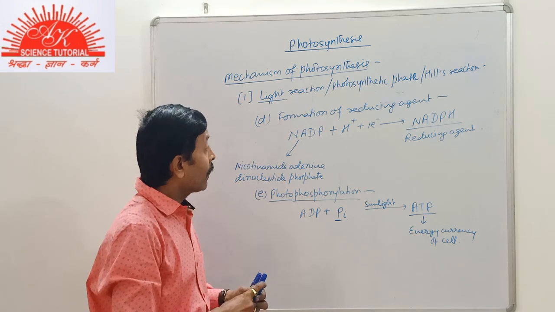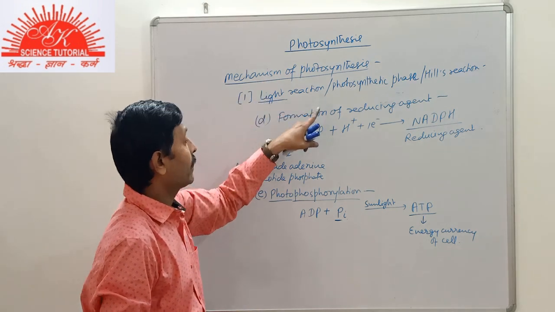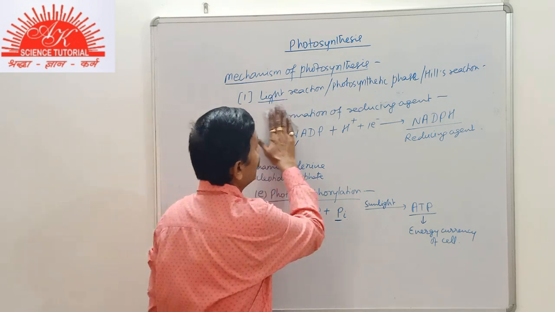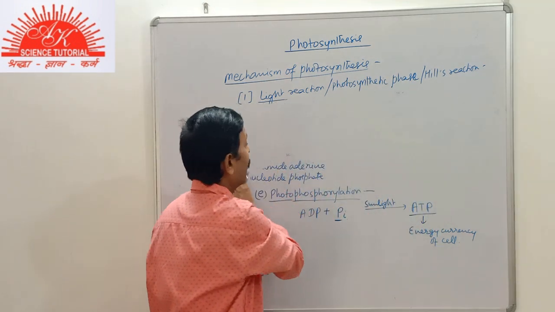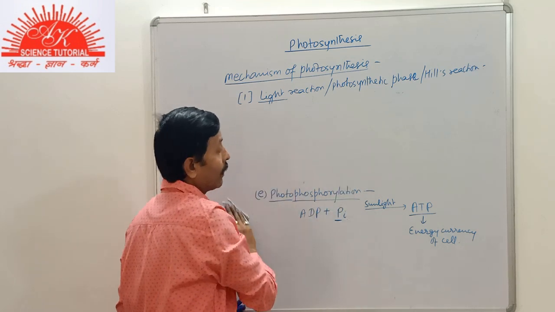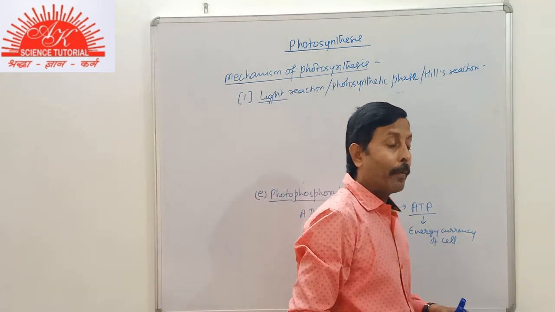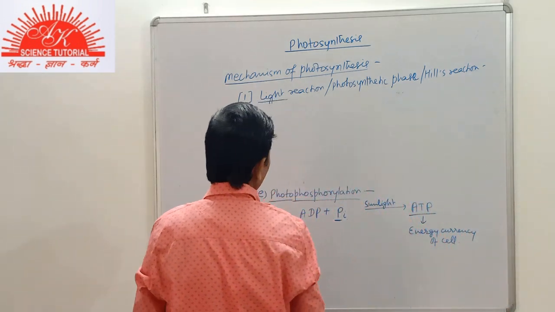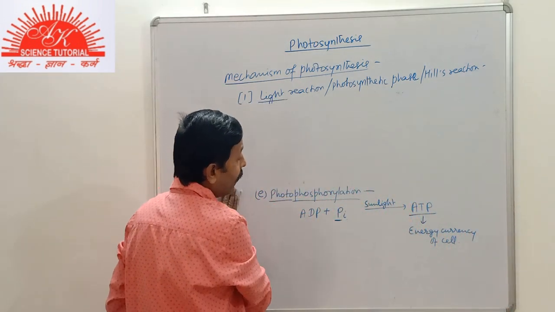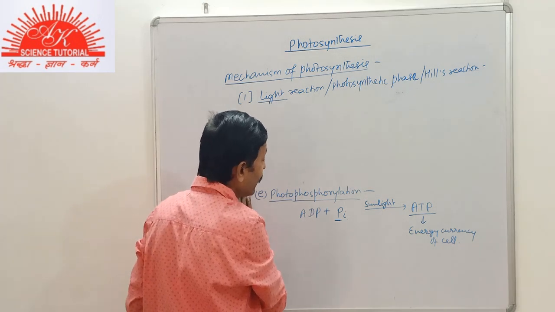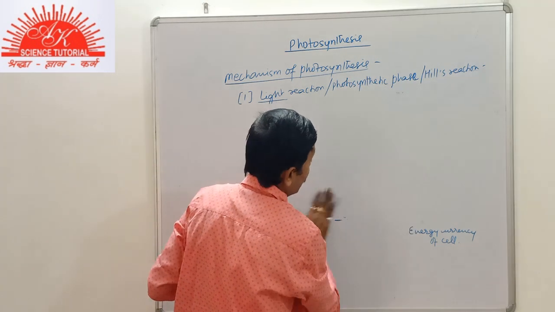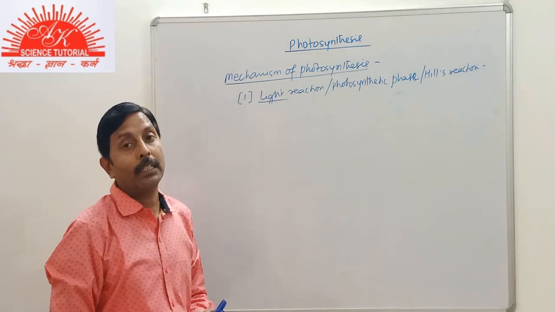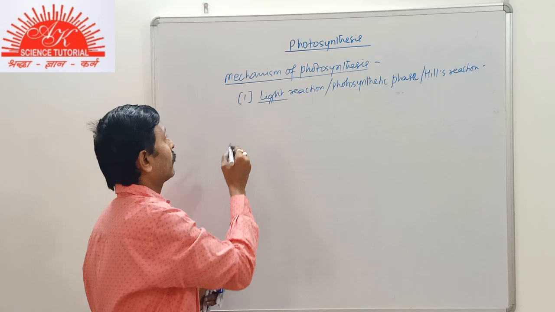Now these are the steps of light reaction. First, the absorption of solar energy, sunlight by chlorophyll. Second, photolysis of water. Third, formation of molecular oxygen, then formation of reducing agent, and finally it is photophosphorylation, that is conversion of ADP into ATP using inorganic phosphate and light energy is called photophosphorylation.